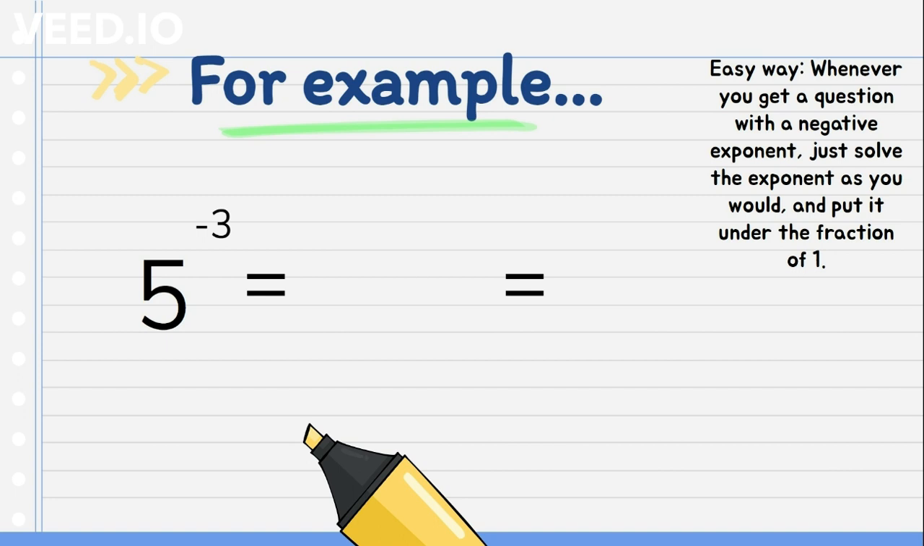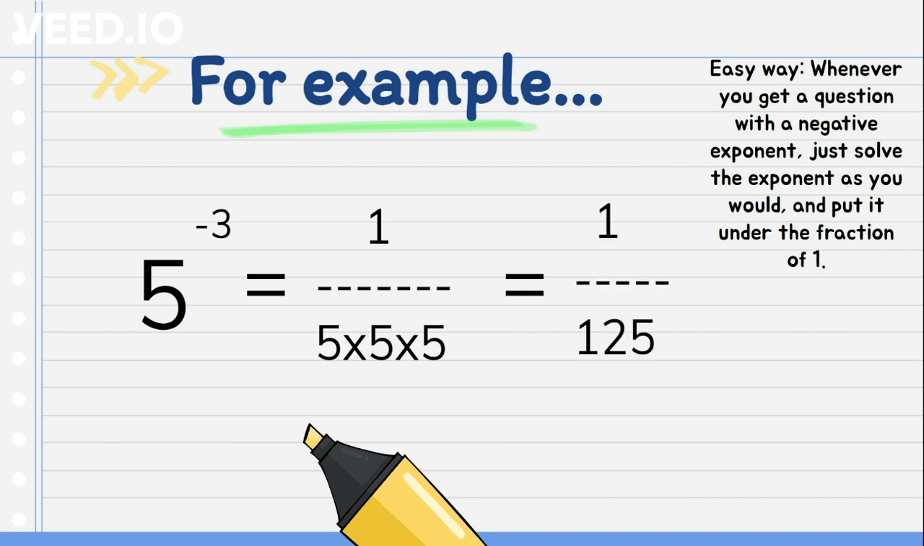5 times 5 times 5. If you put that in a fraction, it's 1 over 5 times 5 times 5. And the answer would be 1 over 125. However, just do 5 cubed and get 125, and at the end, I just want you to put it over a 1 so that it would be a fraction.